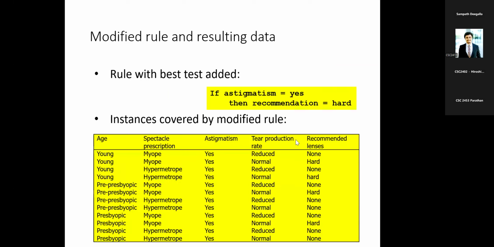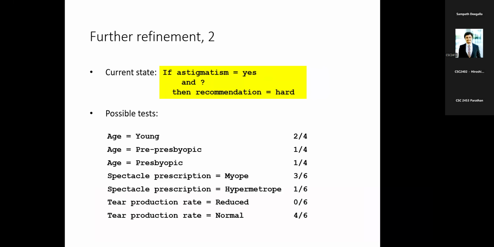What is the accuracy if it is age pre-presbyopic? If you put the second one, age pre-presbyopic, yes, you have 4. And how many hard? Just 1, right? 1 out of 4. Presbyopic, again, you have 4. Out of 4, you have 1, right? So if I go through the values, these will be the updated accuracies.